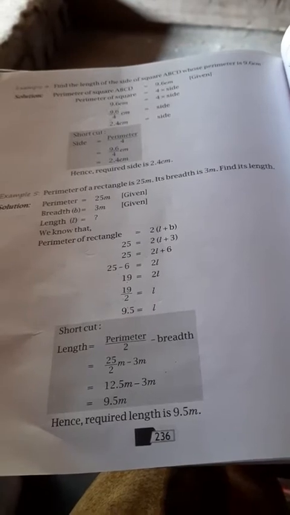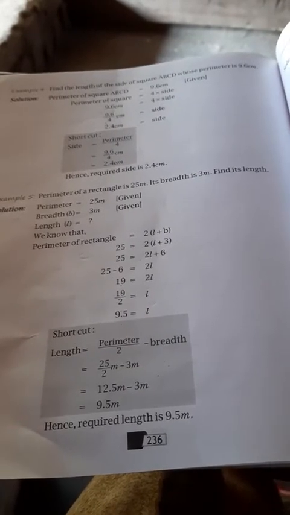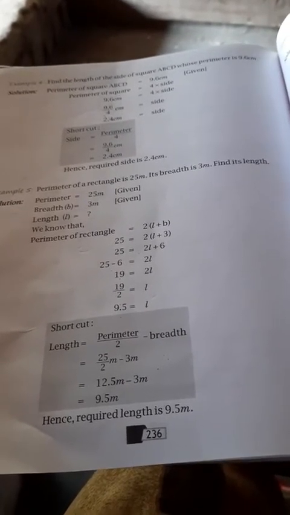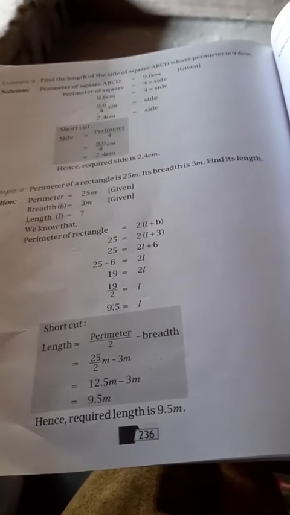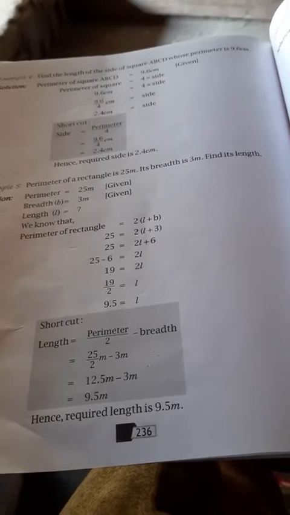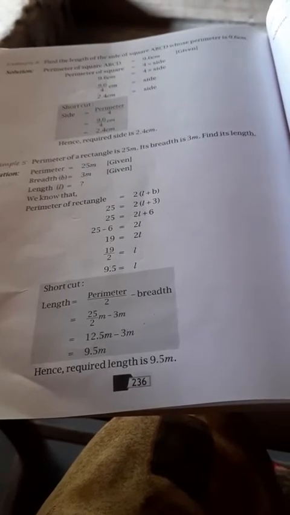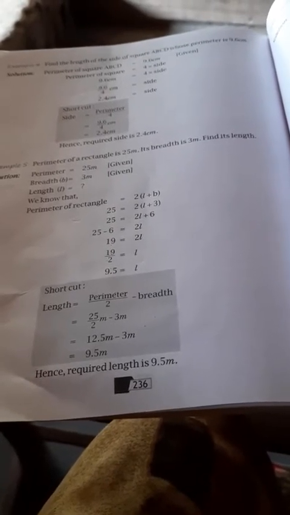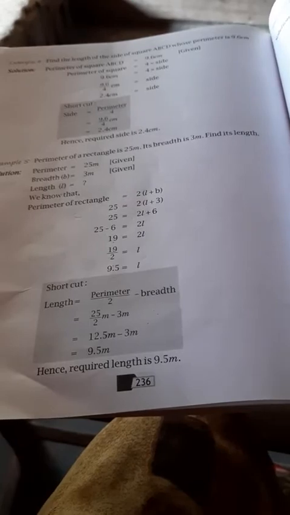Perimeter of square is equal to 4 into side. Then 9.6 upon 4 centimeter is equal to side. That is 2.4 centimeter. The shortcut is perimeter upon 4. That is 9.6 upon 4 is equal to 2.4 centimeter. Hence the required side is 2.4 centimeter.